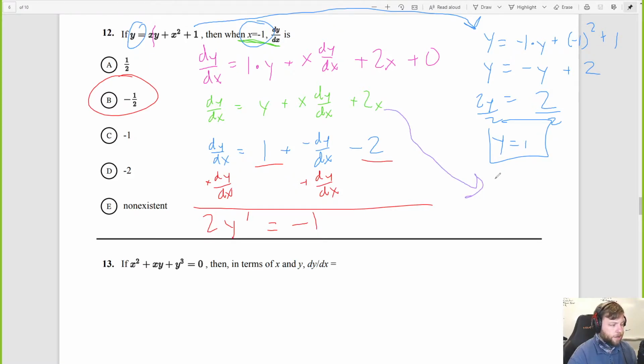The alternate timeline: I would take this thing and subtract this thing on both sides. So I'm going to get dy/dx minus x dy/dx equals y plus 2x. Did you do that first? Okay. I'm going to factor out a dy/dx. It's going to be 1 minus x equals y plus 2x. Did you get a 1 minus x?